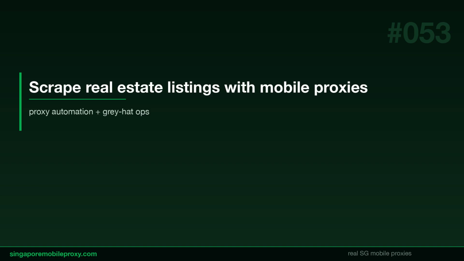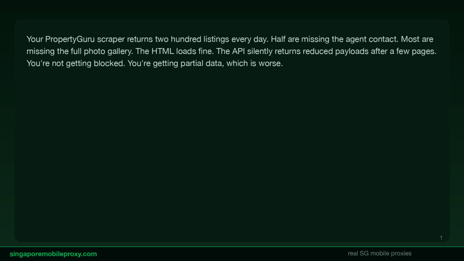Your Property Guru scraper returns 200 listings every day, half are missing the agent contact. Most are missing the full photo gallery. The HTML loads fine. The API silently returns reduced payloads after a few pages. You're not getting blocked. You're getting partial data, which is worse.